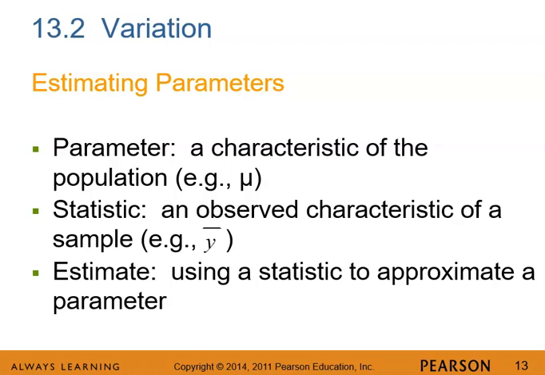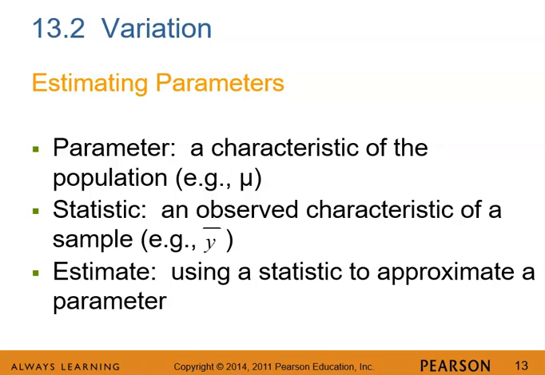What is a statistic? A statistic is an observed characteristic of a sample. So the difference between parameter and statistic, from now on in the book, is that a parameter is a value that we calculate for the population, but a statistic is what we calculate, or an estimation we calculate, for the sample. For example, the average of a sample we show with a bar.